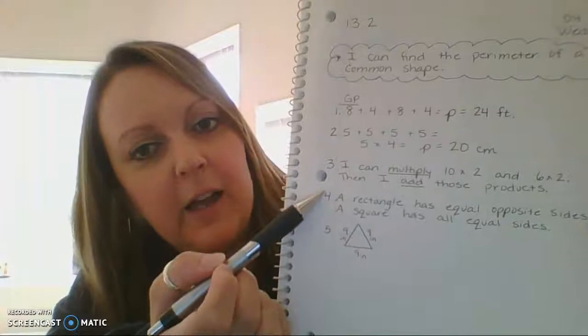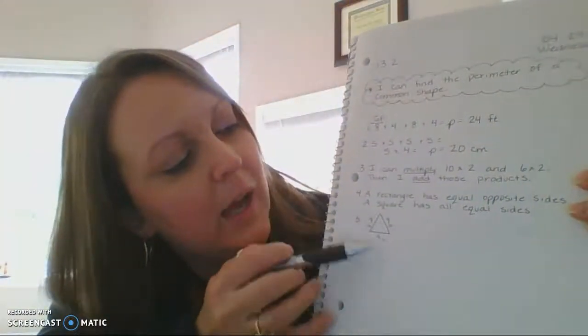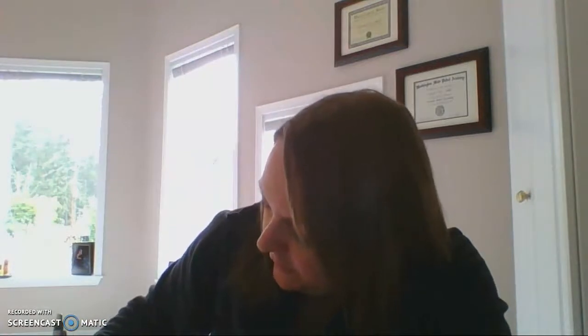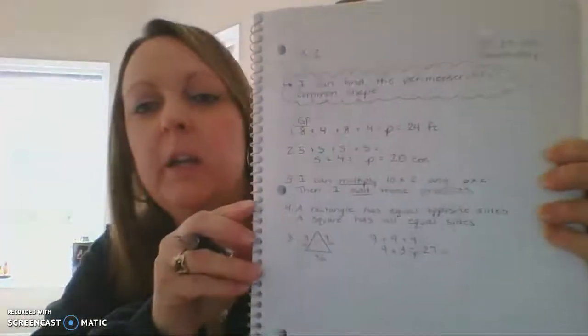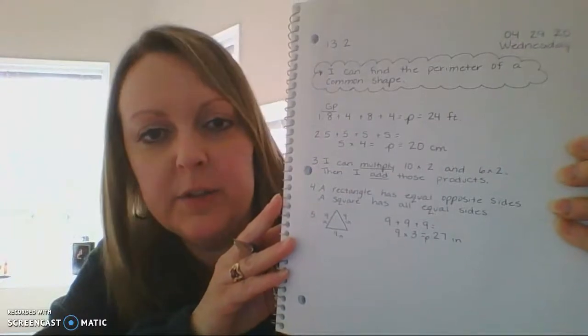And so my paper now looks like this because I know that equilateral means all sides are the same. So it's 9 plus 9 plus 9. I'm going to write that down. 9 plus 9 plus 9. What's another way that we would write that? Good job. 9 times 3. Good job. 27 inches. Oops, I forgot to write my little P in there. So the perimeter would be 27 inches.